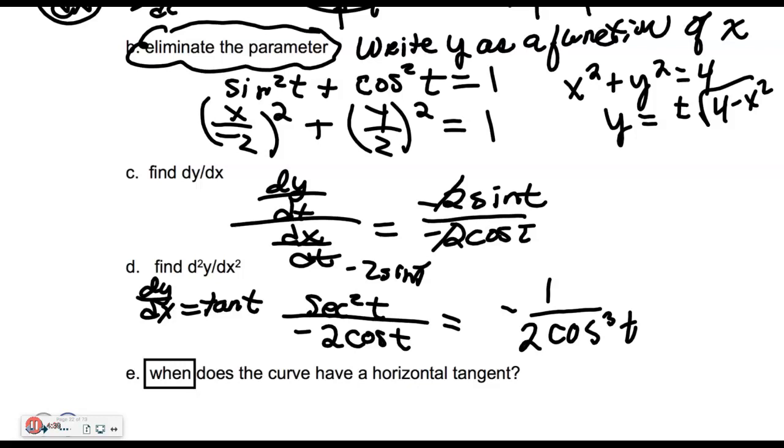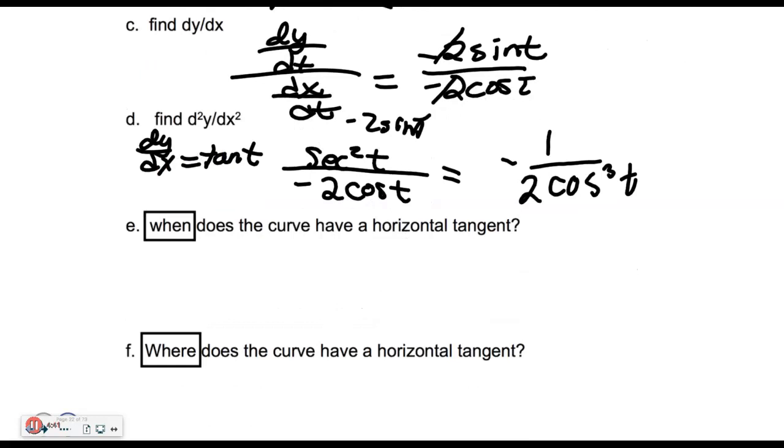Anyway, it says, when does the curve have a horizontal tangent? So your answer should be for t. Horizontal tangent occurs, right, when what equals 0? The derivative, which would mean the top has to equal 0. So your dy/dt has to equal 0, and dx/dt can't.